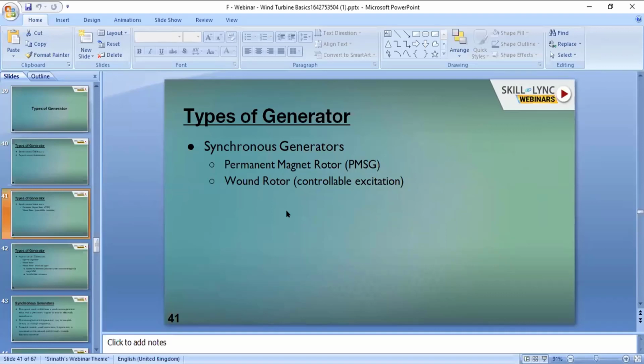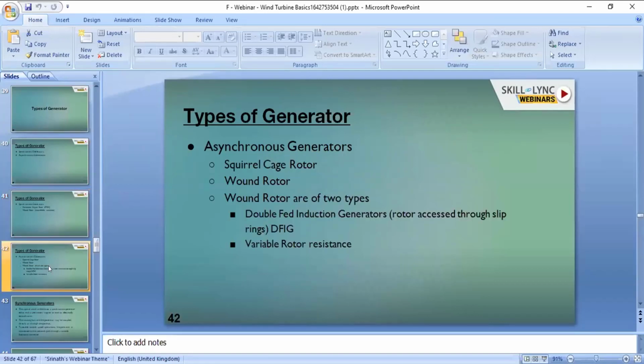So as we can see, as the rotor rotates, its magnetic flux cuts the stator coils, and as we all know, by Faraday's laws, an EMF is produced in the stator winding, and current is induced in the stator coil. So the second type of generator is called the asynchronous generator.